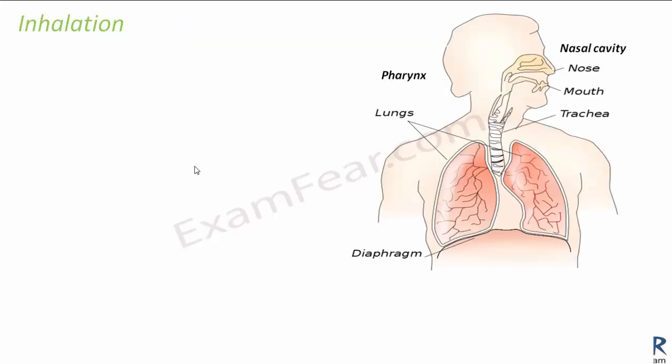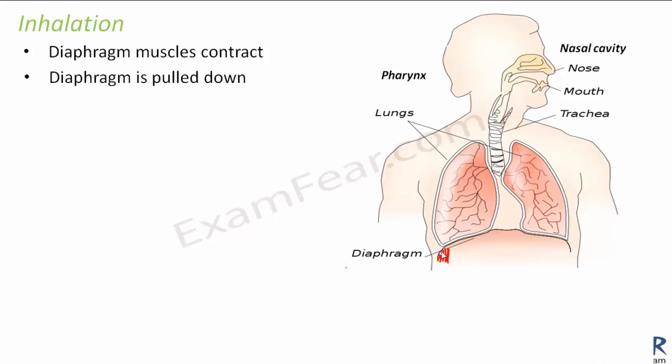So let us talk about inhalation. So what happens during inhalation? That is when we take in air. The diaphragm muscles contract. Where are the diaphragm muscles? So this is the diaphragm. So here we have some muscles. Now these muscles actually contract. So what will happen when they contract? They will come closer to each other. As a result, what will happen to the diaphragm? The diaphragm will be pulled down.